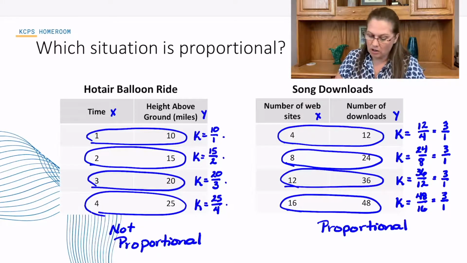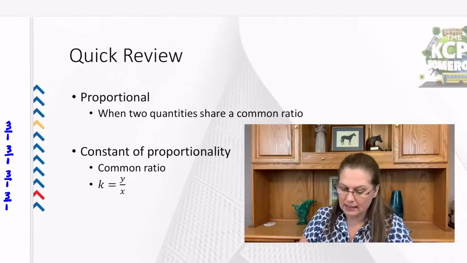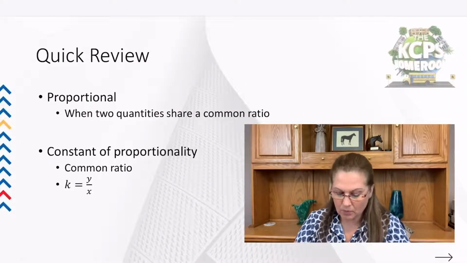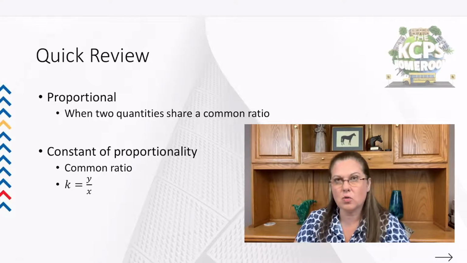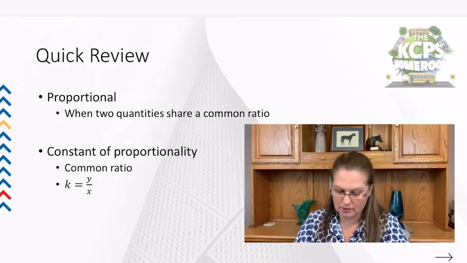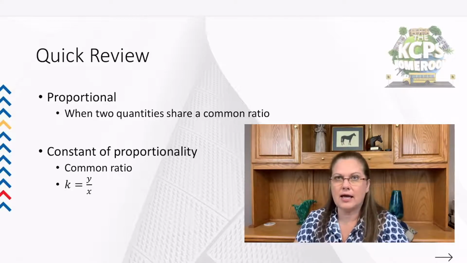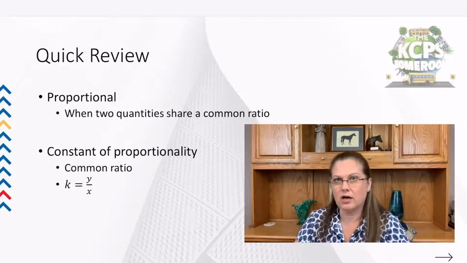That concludes our lesson for today, so let's take a quick review before we end. Proportionality means two quantities share a common ratio. Constant of proportionality is what that ratio is called. And we have an equation for constant of proportionality, which is k is equal to y over x.